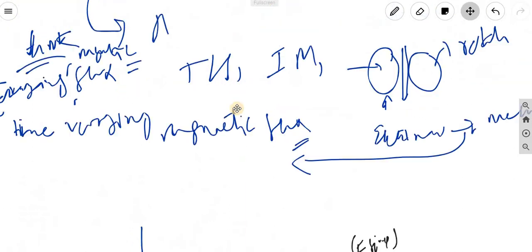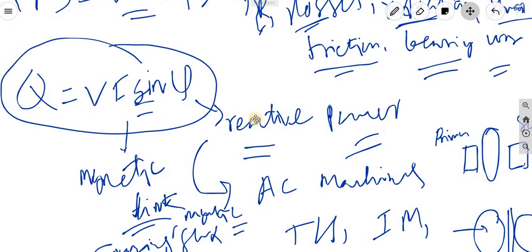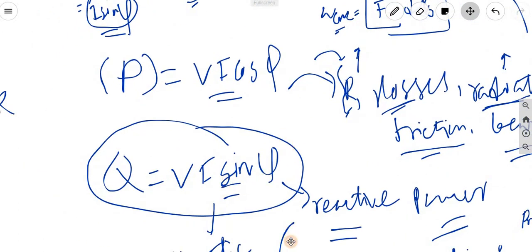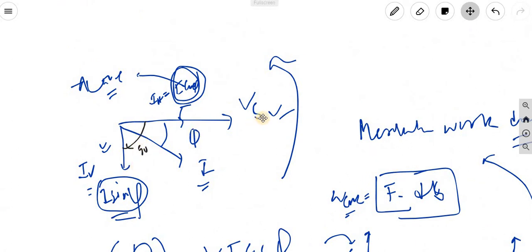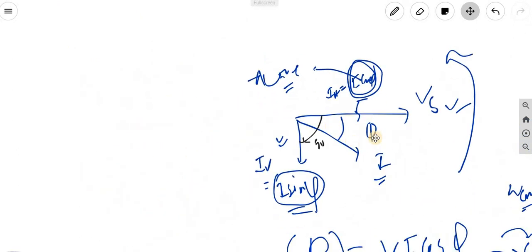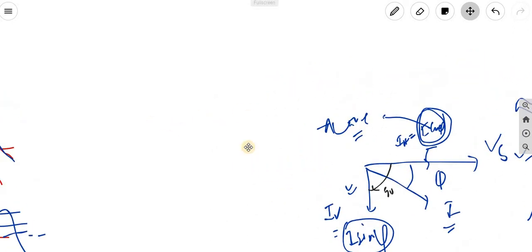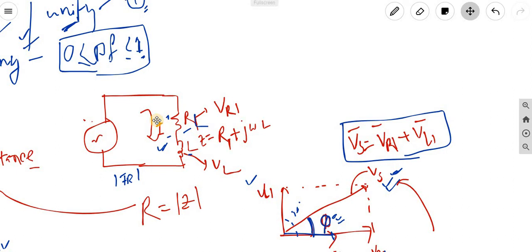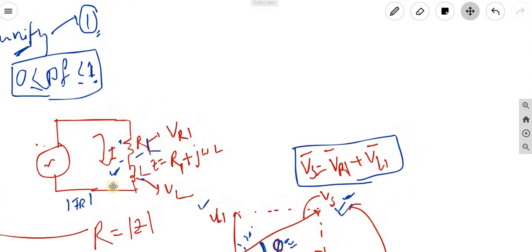Now one more thing I want to discuss. Active power is VI cos phi, reactive power is VI sin phi, and the active power presentation is V cos phi. It may be presented for the load also. So across the load, you have to take the voltage and the current. Okay. That voltage and current you have to present in the phasor, and from there you have to check for the load how much power is lagging and leading.